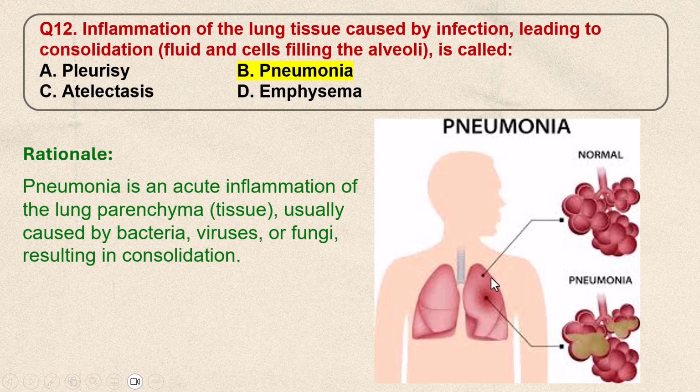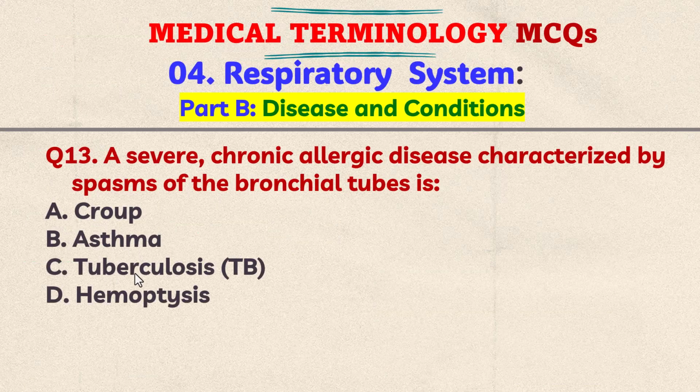You can see this is the normal alveoli of the lung. During the pneumonia, you can see the fluid and cells filled in the alveoli. So pneumonia is an acute inflammation of the lung parenchyma, that is tissue, usually caused by bacteria, viruses, or fungi, resulting in consolidation. Question number 13.